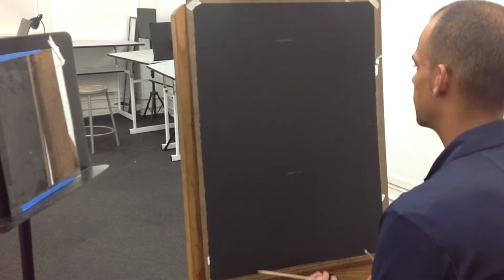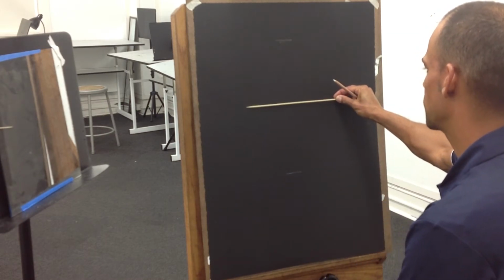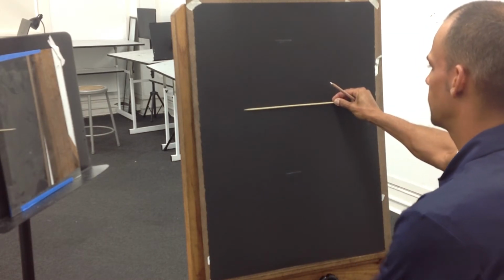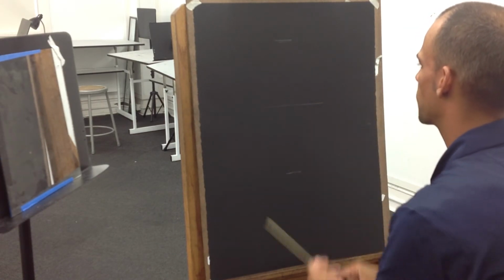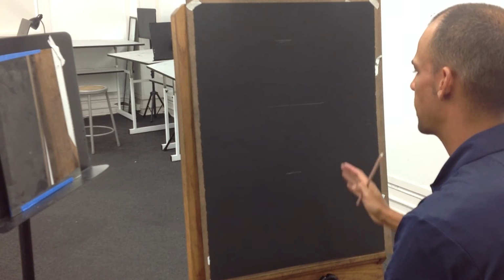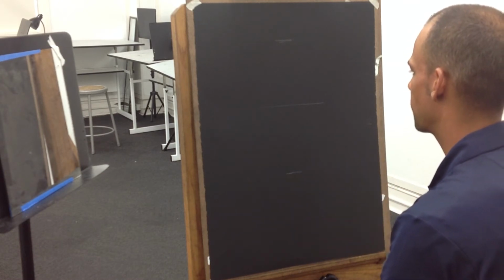The eyes are normally located in the center of the head. So I'll put my skewer here, find out where the center is going to be. Working very, very lightly here, that way I can come back with my eraser and erase out anything if I need to.